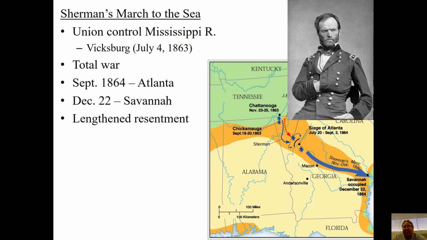Between July and September, he leaves Tennessee with his 60,000-man army and goes into the South and starts crushing it, slowly but surely, right? He takes the city of Atlanta, one of the biggest cities in the South, and moves on south into the rest of Georgia. And for about 60 miles in any direction from his army, he destroys everything in his path.